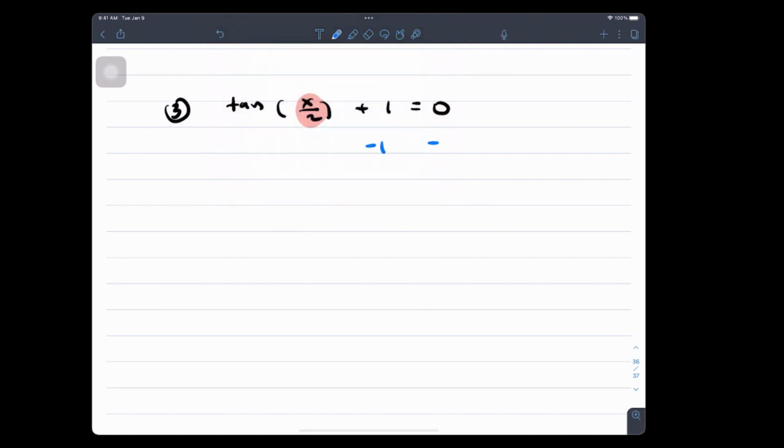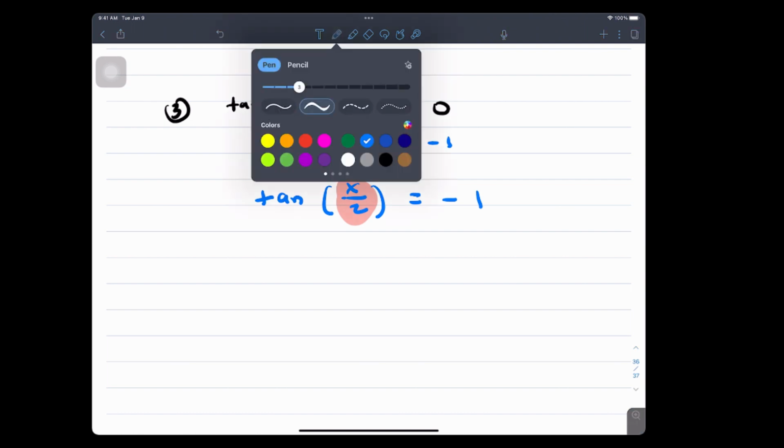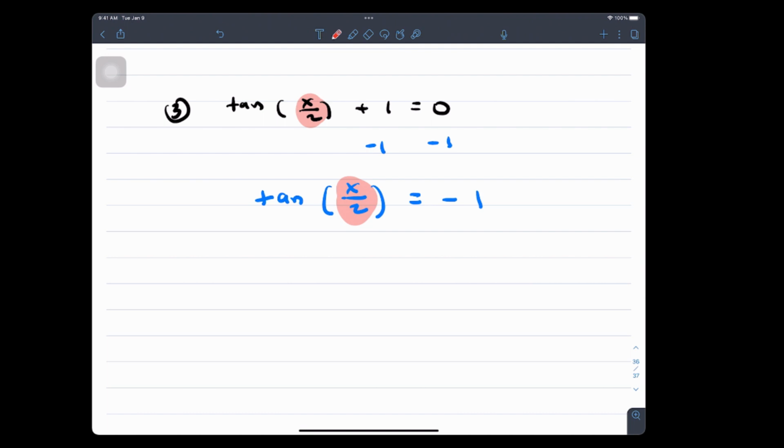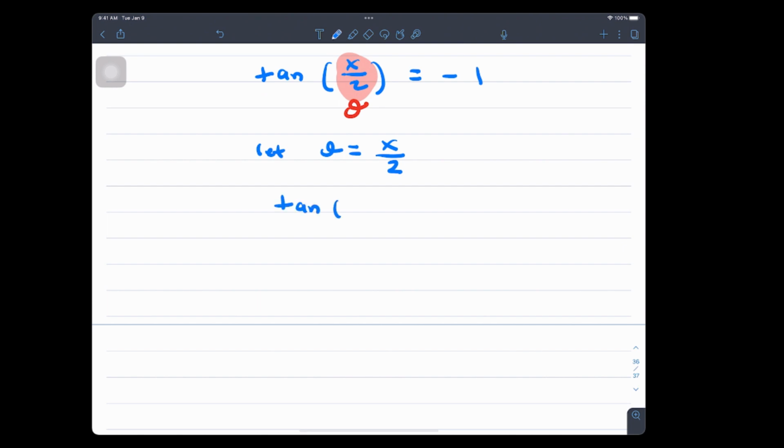So, ladies and gentlemen, subtract 1 from both sides, you now get tangent x over 2 is -1. Okay, so remember, what do you do if it's not x by itself? What do you guys do there? Right, you're going to let this be your theta. Is that right? Let theta be what? X over 2. So now you really have the equation tangent theta is negative 1.